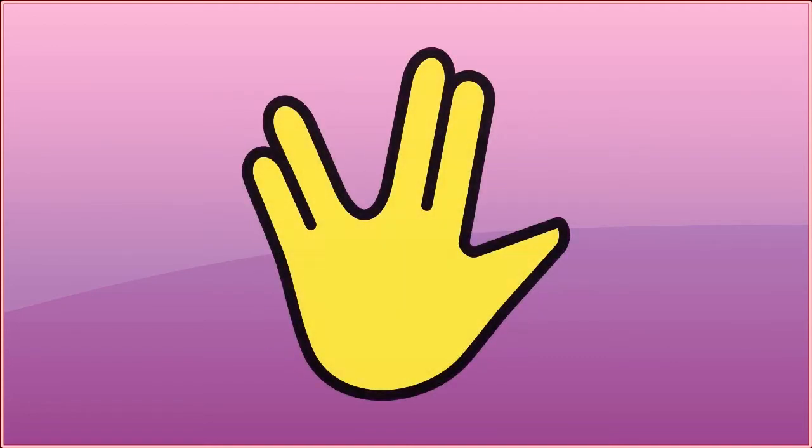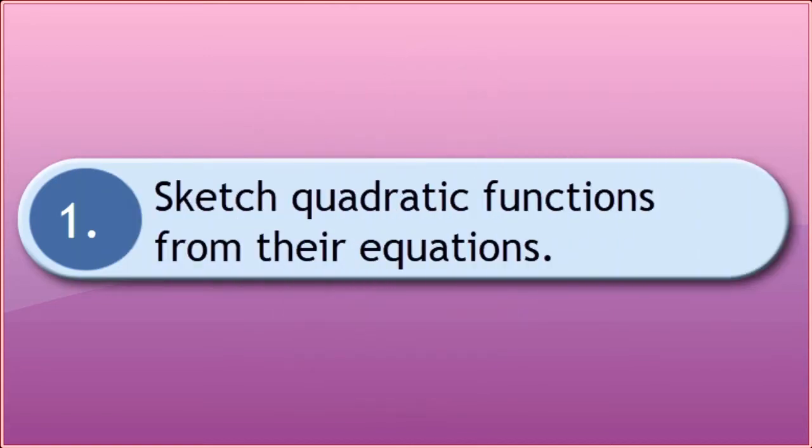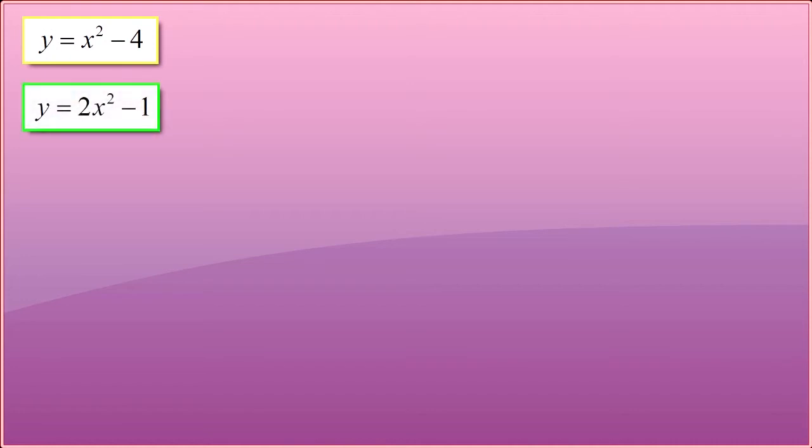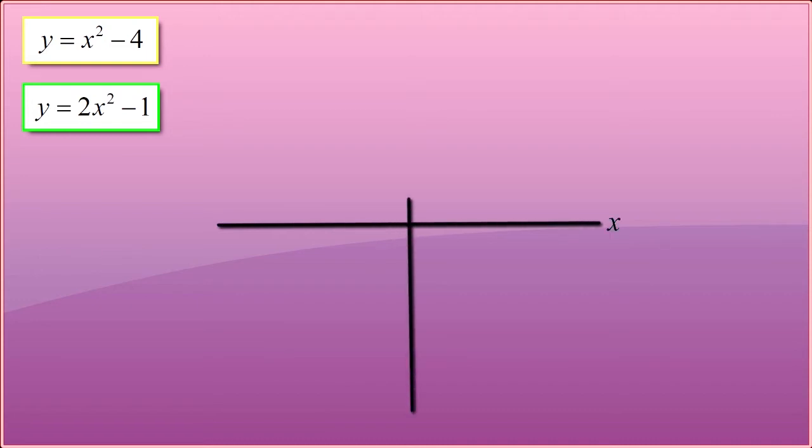Now that we've reviewed the basics, let's answer the most important question. What are you expected to know about quadratic functions coming into Math 1300? There are two major things. Number one, given simple quadratic equations, you should have a general idea of what they look like graphically and be able to sketch them. For example, consider the equations y equals x squared minus 4 and y equals 2x squared minus 1. Let's start out by drawing x and y axes.